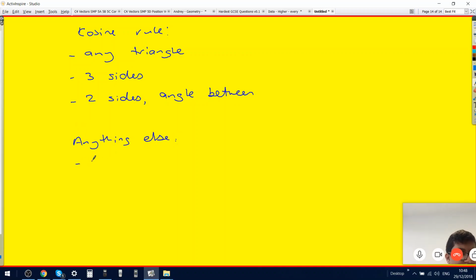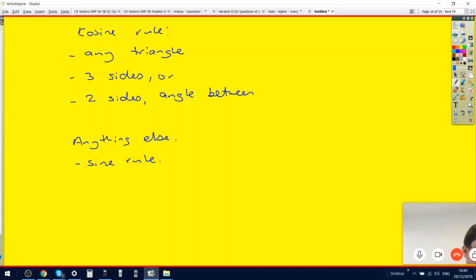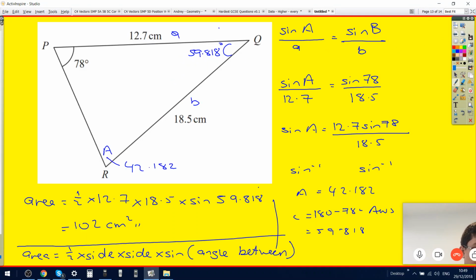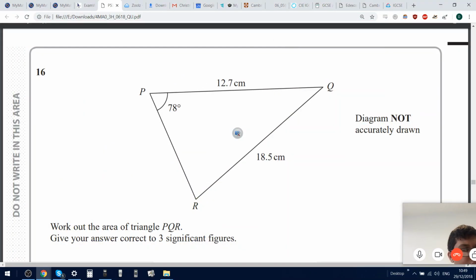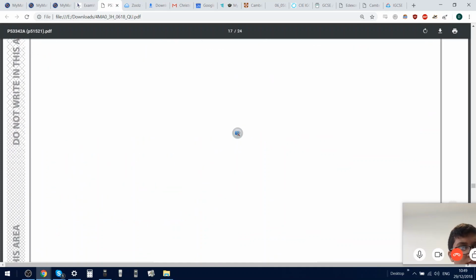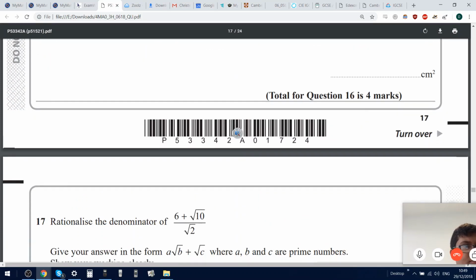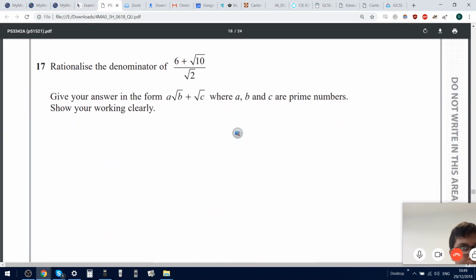Sine rule. So cosine rule is for any triangle. It's when you have three sides, or two sides and the angle between the two sides. Any other circumstance, use the sine rule, and that's for scaling triangles, and it'll work for any triangle. But SOHCAHTOA works for right angle triangles only. Okay.